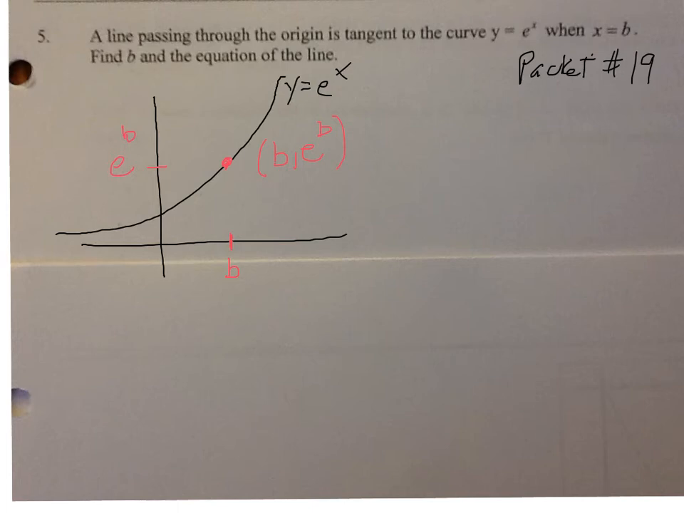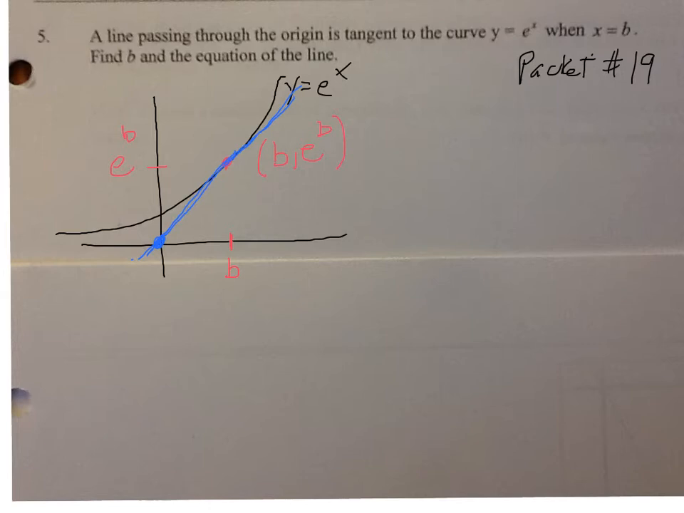This is number 5 in packet number 19. We have a line passing through the origin that is tangent to the curve y equals e to the x when x is b. We want to find b and the equation of the line. Well, let's draw in that line. If it goes through the point b, e to the b, as I've already put in, and it goes through the origin, then I'm going to have a line that looks like that. Okay.